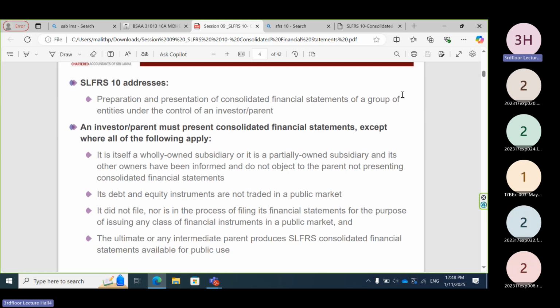This is a private limited. This is a private limited. No listed shares. Amana Asset is having subsidiaries. Amana Holding is having subsidiaries. One subsidiary is a group company. The question is, do we need to do consolidation for Amana Asset? Amana Asset is a kind of an intermediate parent.